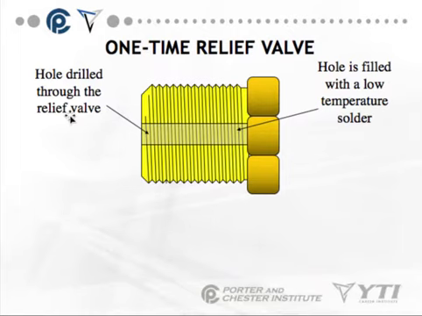This is a one-time relief valve. It's like an oil plug in an oil pan of a car, except it has a hole in the center of it that's filled with a low-temperature solder. If that refrigerant gets too hot, it's going to melt the solder, and it's going to allow the refrigerant to escape. Now, this one will not reset, and it will empty the entire system.